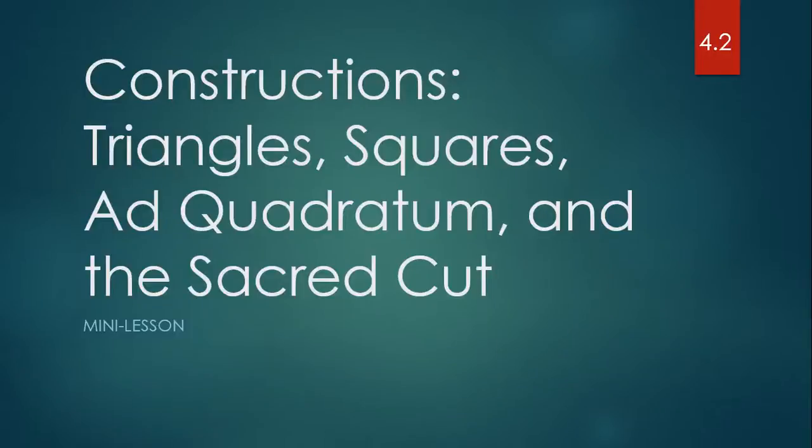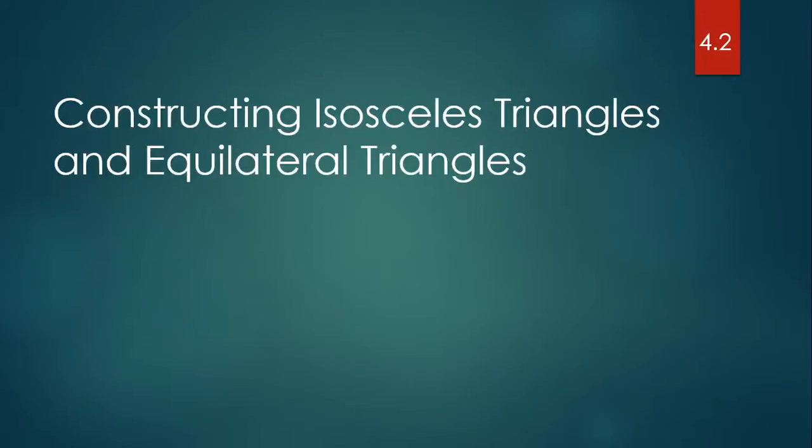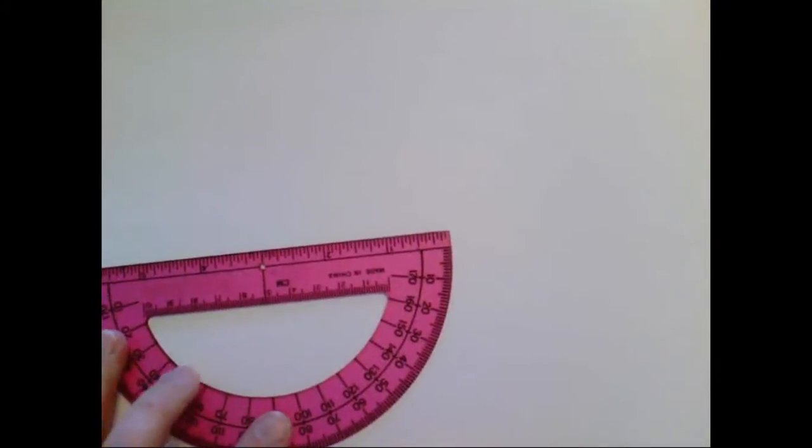We're going to look at a few triangle constructions, and then we'll look at some other constructions that have to do with squares. So let's start with two triangle constructions. We'll construct an isosceles triangle and we will construct an equilateral triangle. So let's start with an isosceles triangle. An isosceles triangle has two congruent sides.